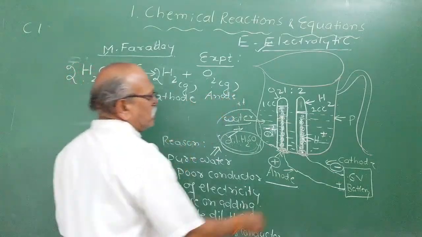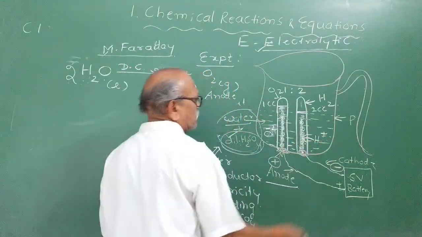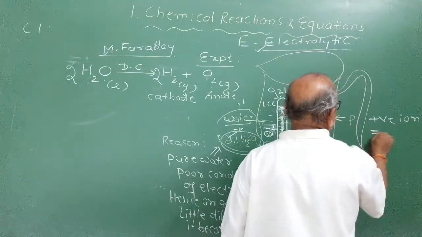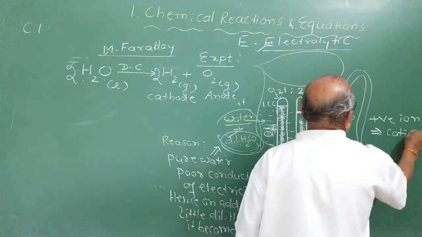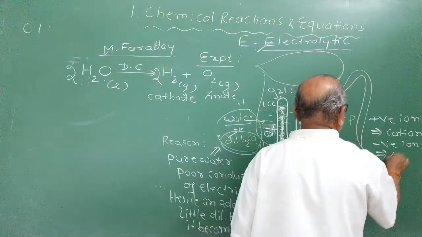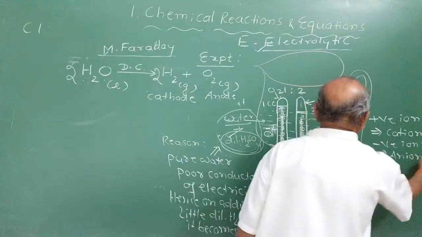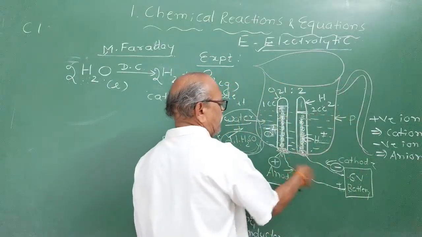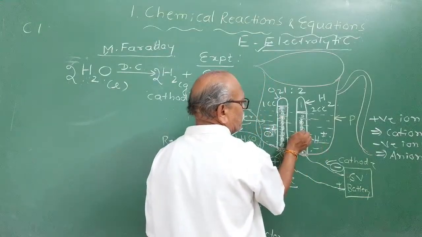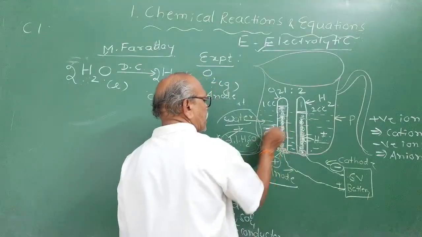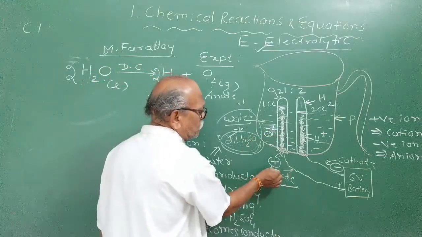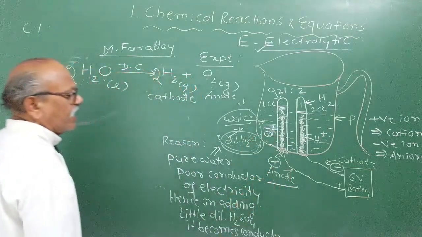Why are they called cathode and anode? Remember, positive ions are called cations. Negative ions are called anions. During electrolysis, on passing direct current, cations migrate towards this electrode. Therefore, this electrode is called the cathode. The electrode towards which anions, the negatively charged ions, move, the positive electrode, is called the anode.